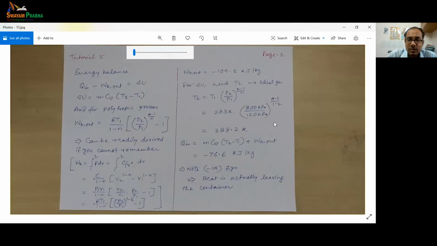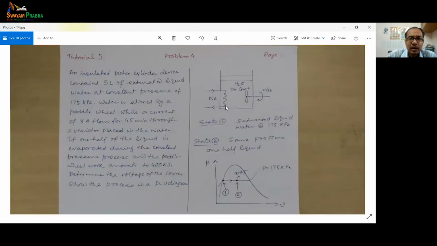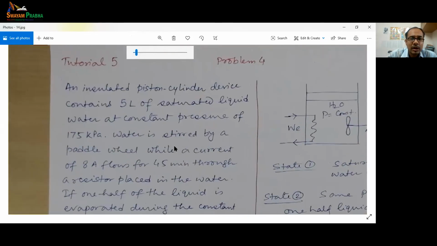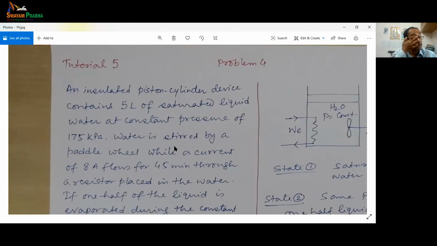Okay, so that brings us to the end of the third problem. So now let's take another problem for this tutorial where we'll have different forms of work input, not the boundary work, but we'll have different forms of work input as well.